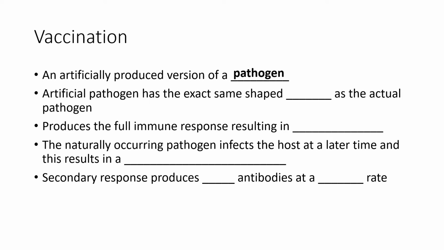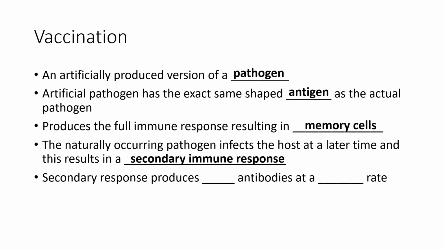Artificial pathogens have the exact same shape. It's the antigens that have to be complementary to the antibodies in order to start off the immune response. We end up with memory cells at the end of that full response. What that means is that if the naturally occurring pathogen infects the host a second time round, we end up with what's called a secondary immune response.